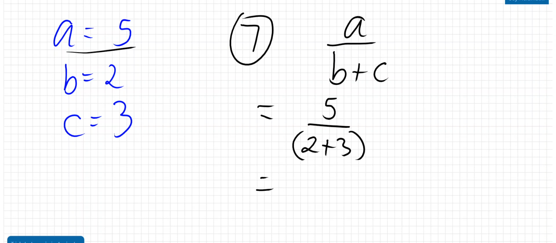Now when it comes to examples like this, where you have a fraction and on top or bottom there's a plus or a takeaway, you must calculate in this case 2 plus 3 first before doing anything else. Okay? So 2 plus 3 is 5. So I end up with 5 over 5. And 5 over 5 leaves me with 1.